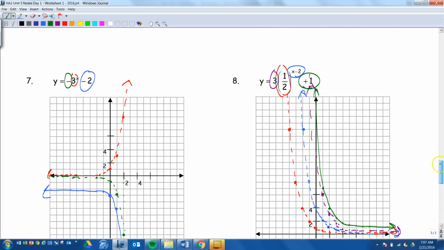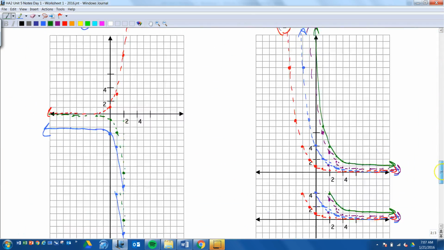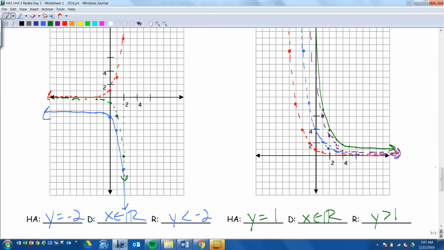Okay, so that was just graphing today. You'll get better at this. You can use your calculators at first and just plot the points. I was just doing them by hand because it would take too long to do the calculator on here. So, all right, good job.